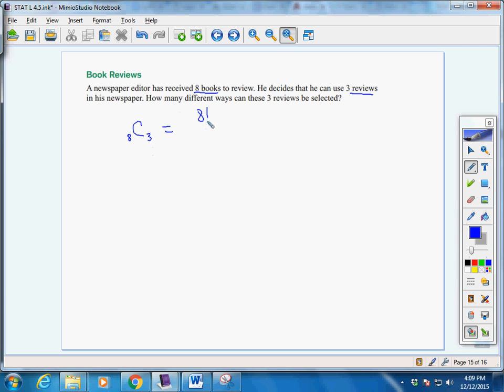So we're going to go 8 factorial over 8 minus 3 factorial times 3 factorial, our standard combination formula. If I want to simplify this, I'm going to say that this is 8 times 7 times 6 times 5 factorial. The reason I'm leaving that is because 8 minus 3 is 5, and I'm going to be able to cancel those out. So those cancel. I'm left with 8 times 7 times 6 over 3 times 2 times 1, and that equals 56. So there are 56 different ways these reviews can be selected.